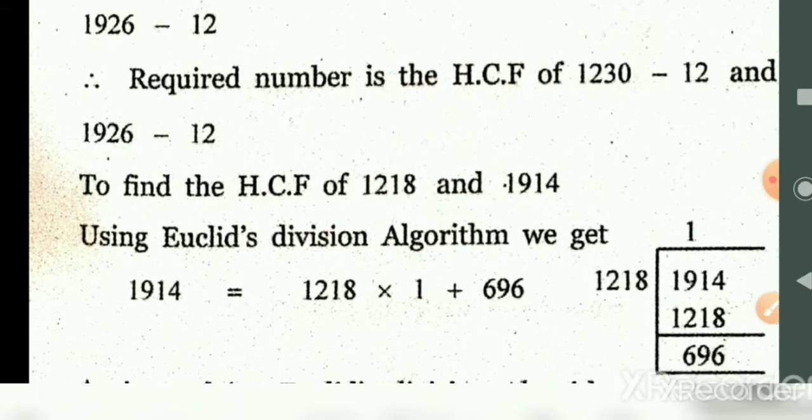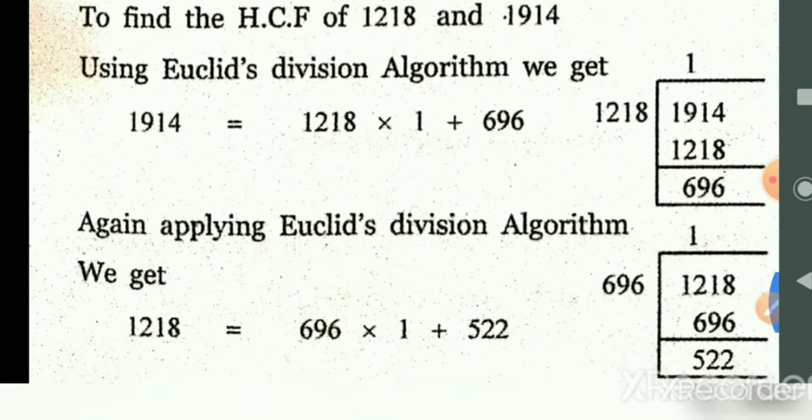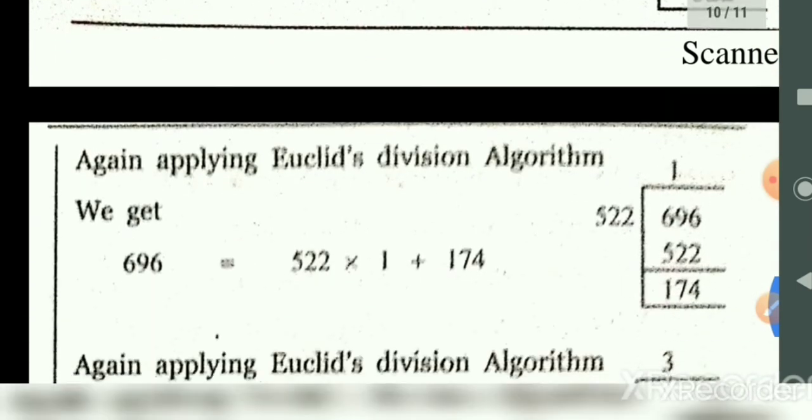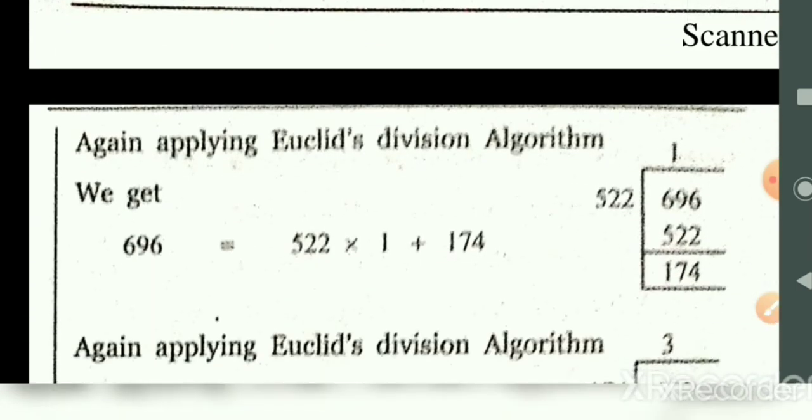So applying the Euclid's division algorithm, 1914 is equal to 1218 into 1 plus 696. The remainder is not equal to 0. So again applying the Euclid's division algorithm, 1218 is equal to 696 into 1 plus 522. It is not equal to 0. Again applying Euclid's division algorithm, 696 is equal to 522 into 1 plus 174. 174 is not equal to 0.